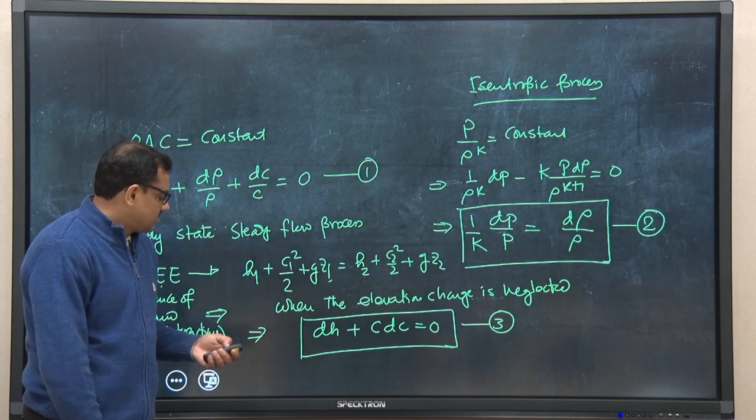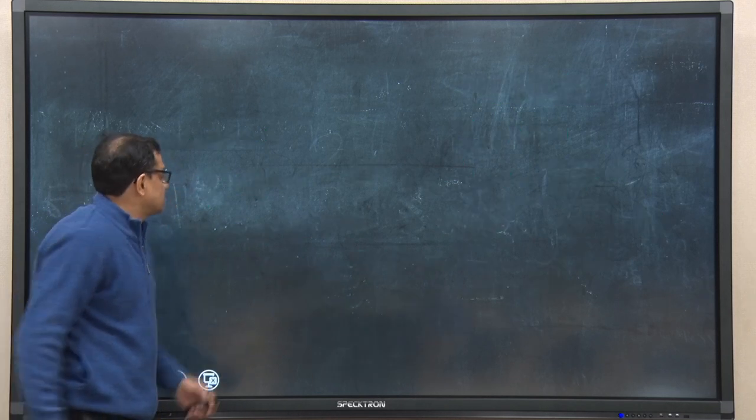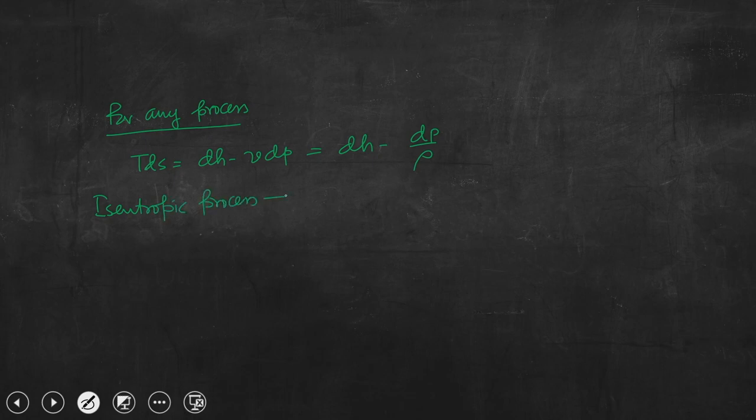Now, what we can next do is write the property relation. For any process, we can write the property relation T d S is equal to d H minus V d P, that is equal to d H minus d P by rho. Now, we have assumed an isentropic process. If we consider an isentropic process, that means d S equal to 0, there is no change in entropy. So, we can write d H equal to d P by rho.